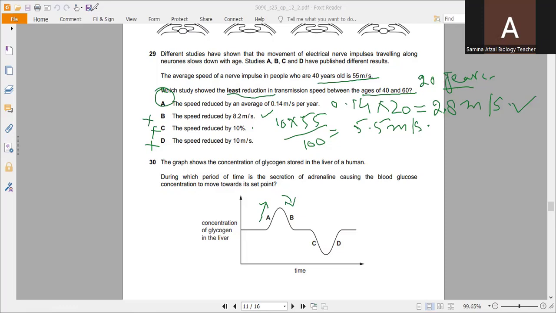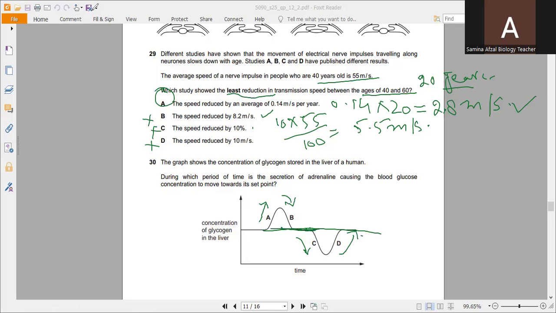At C, glycogen levels are falling further below the baseline. You can see this is the baseline, and here the glycogen levels are further decreasing. Here you can see glycogen levels are rising back to baseline. The question is, during which period of time is the secretion of adrenaline causing the blood glucose to move towards the set point?